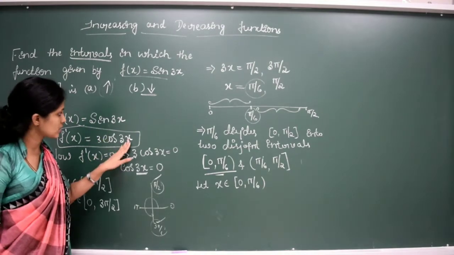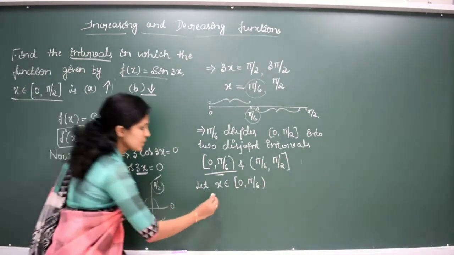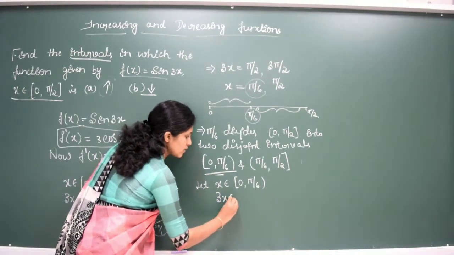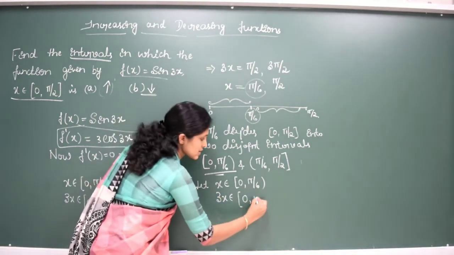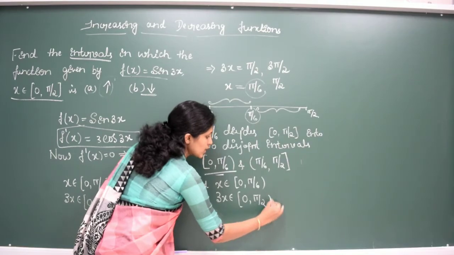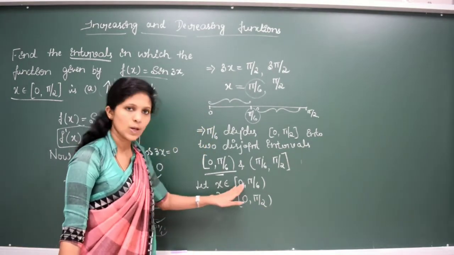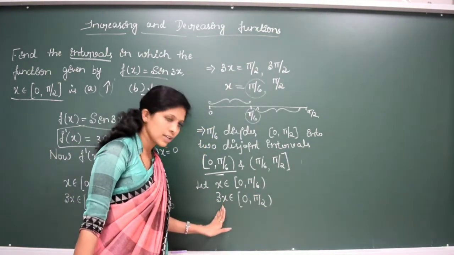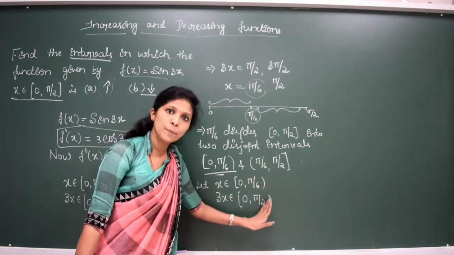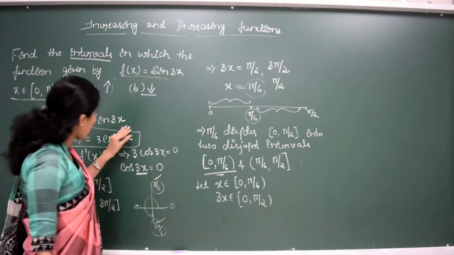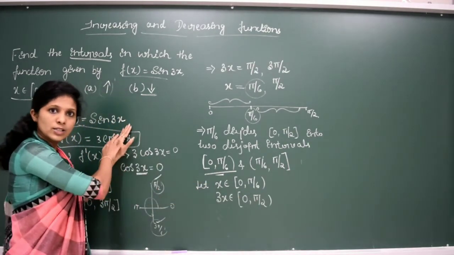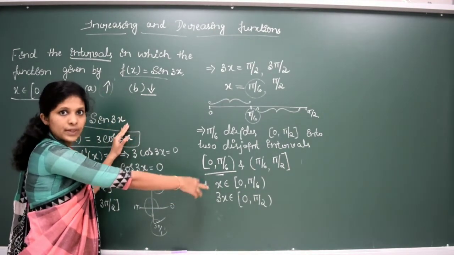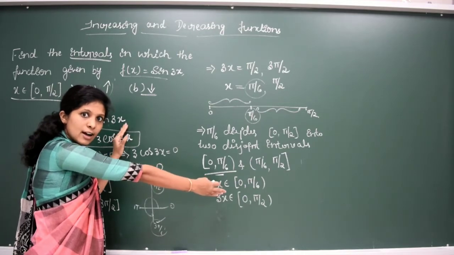F dash of x will be 3 cos 3x. So 3x belongs to, we have to multiply by 3, 0 and this will be multiplied by 3, this is now pi by 2. Is it clear? So the value of x belongs to 0 to pi by 6 and 3x belongs to 0 to pi by 2. So now cos 3x, this 3x is between 0 to pi by 2. I mean cos function is in the first quadrant, right? 0 to pi by 2 means it is in the first quadrant.